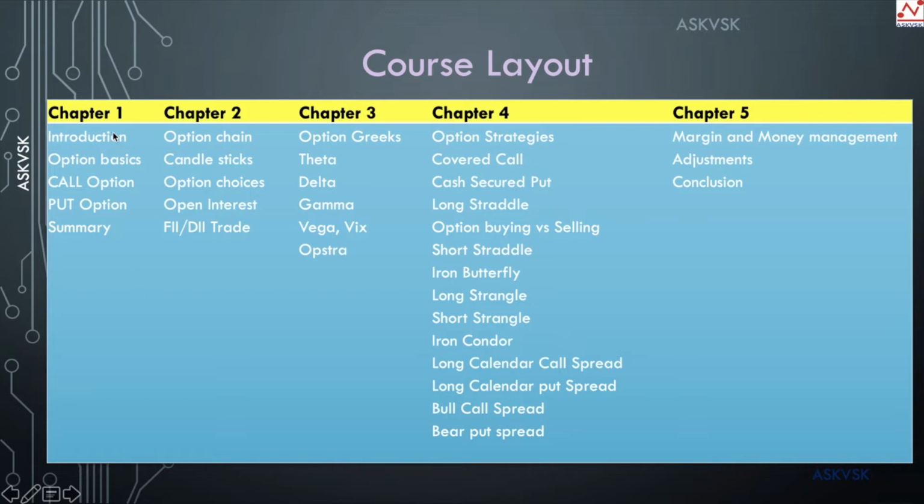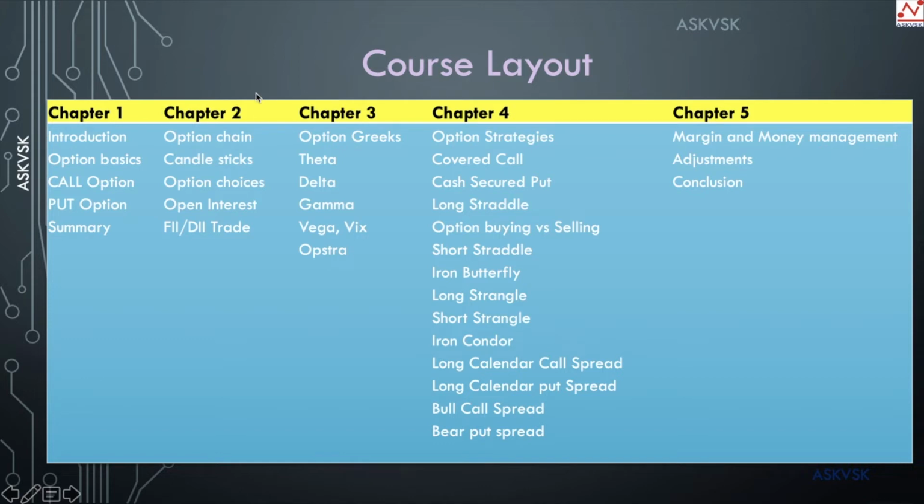In the first chapter, we are going to look at the introduction part, learn the basics of options, and get into the details of what a call option is, what a put option is, and how you do the trade with a call and put, a buy or a sell. We will see in which situations what kind of trade you need to take, and we'll summarize all those steps in the first chapter.